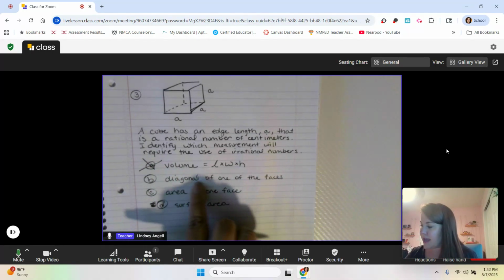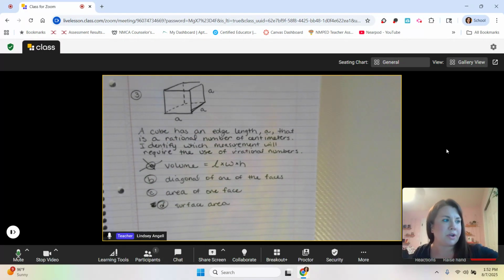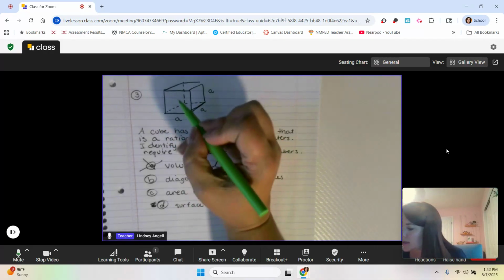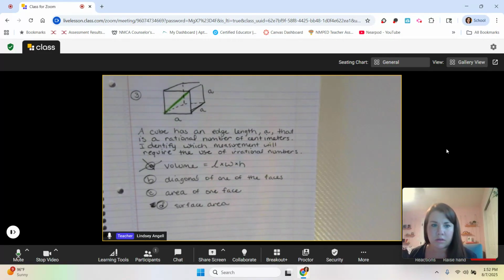B, a diagonal of one of the faces. That one's a little different. A diagonal, let me get a different color. A diagonal would be like from this corner to this corner. There's the diagonal. Okay, so I'm not quite sure yet on those, right? But to find that, I can't just use A. I'm going to need a little bit more information. Okay, so I'm not sure on B yet. I'm not going to cross that one out yet.